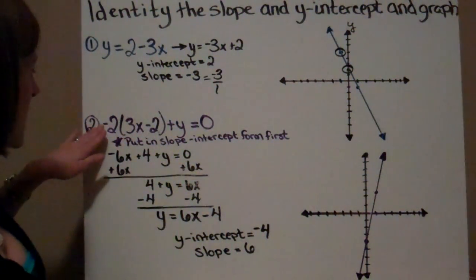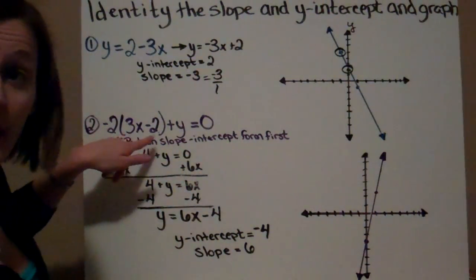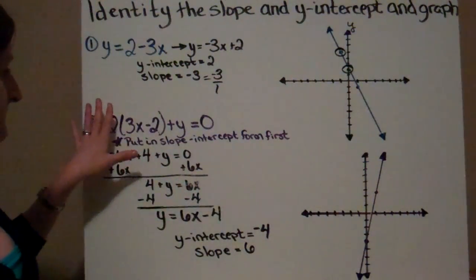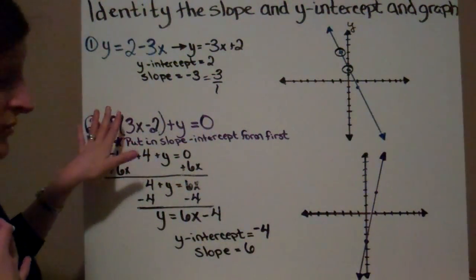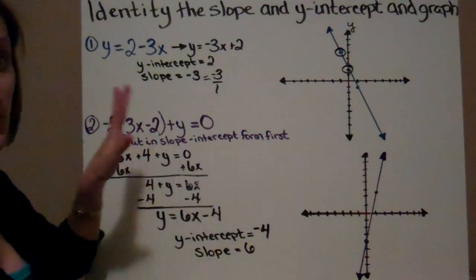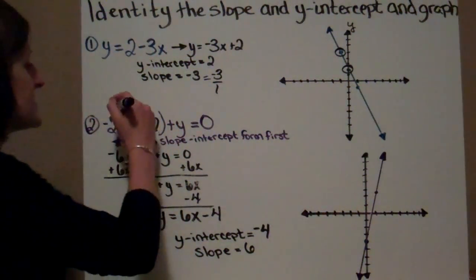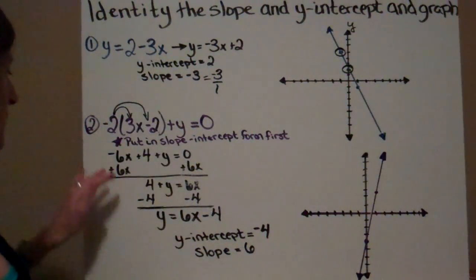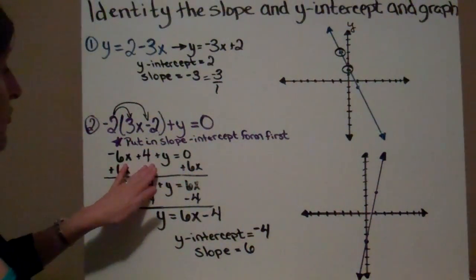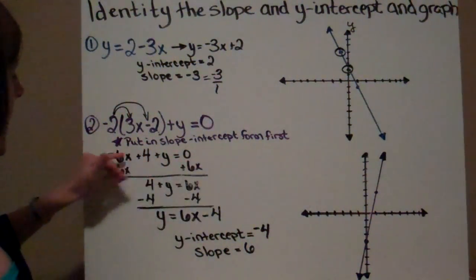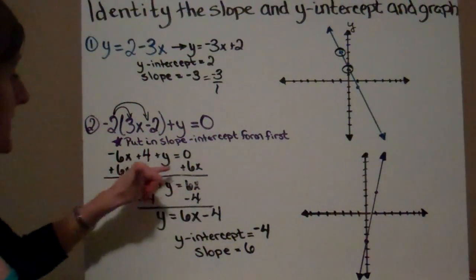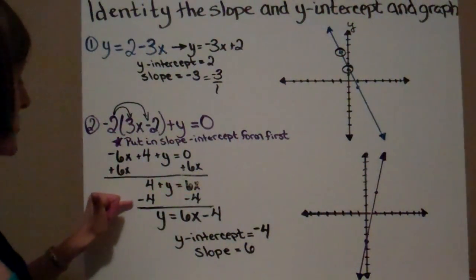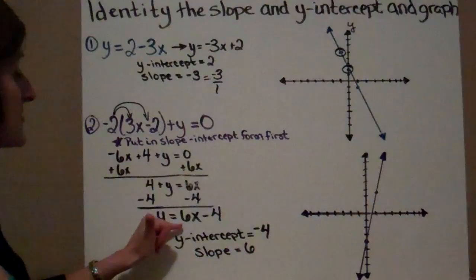So this second equation, I have -2 times the quantity of 3x minus 2 plus y equals 0. First, this is in no kind of form whatsoever. I need to put it first in slope-intercept form, so I've got to solve for that y. I distribute this -2 by going -2 times 3x and -2 times minus 2. That gets me -6x plus 4 plus y equals 0. I need to move my x, so I add 6x to both sides. I get 4 plus y equals 6x. Then I need to move this 4, so I subtract 4 from both sides, and I get y equals 6x minus 4.